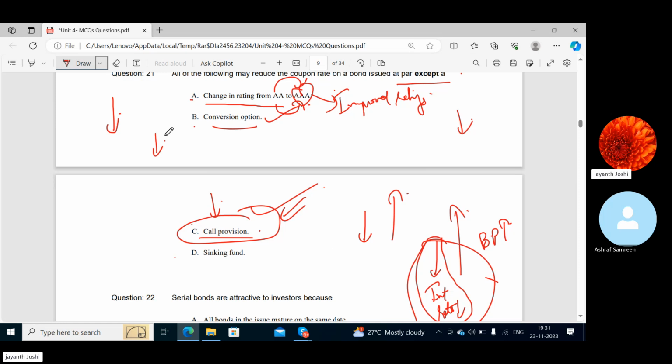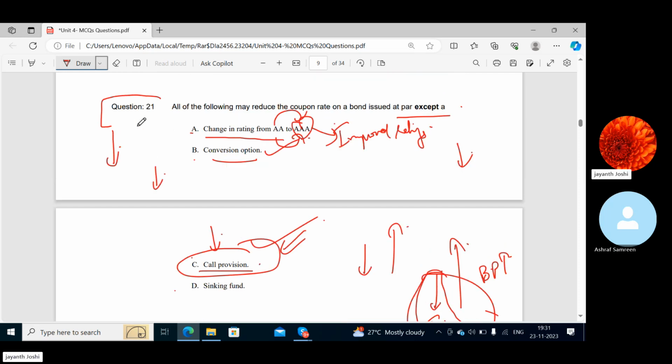In that case, they will want to take advantage of it. See what happens when the bond price is increasing. If the bond price is increasing, the bond will become expensive, so people may like to go for stock. No, just see, I will discuss this question in the coming class. Let me have clarity on this.